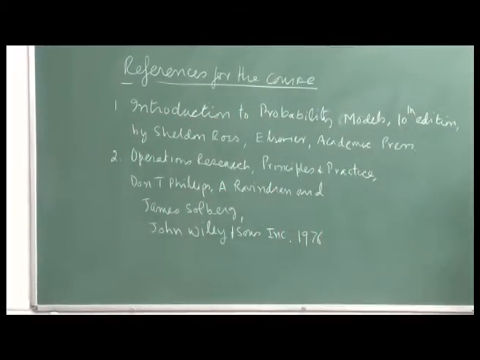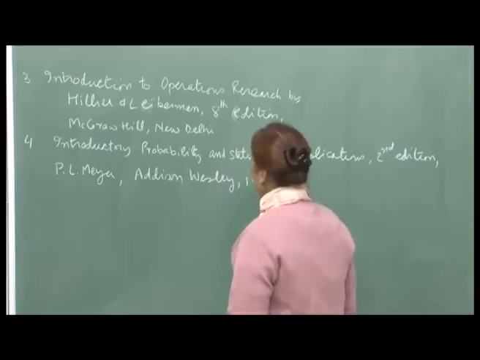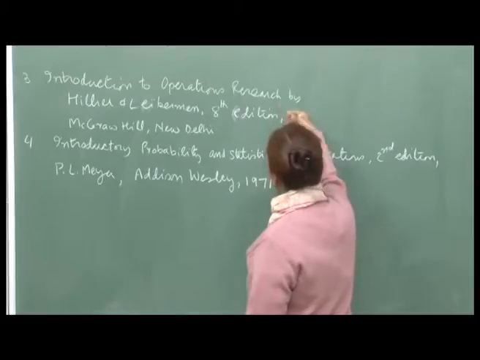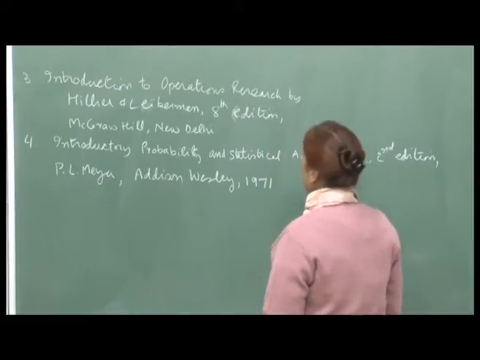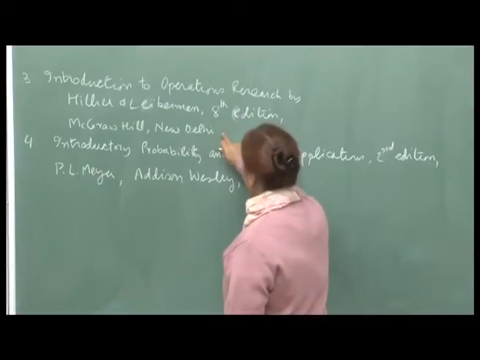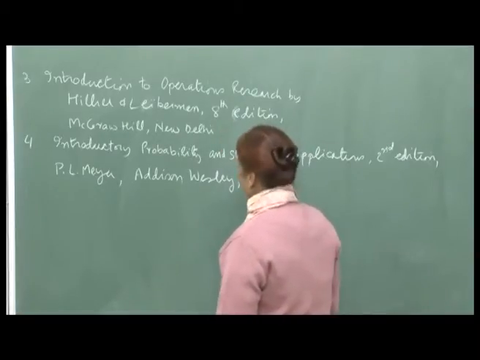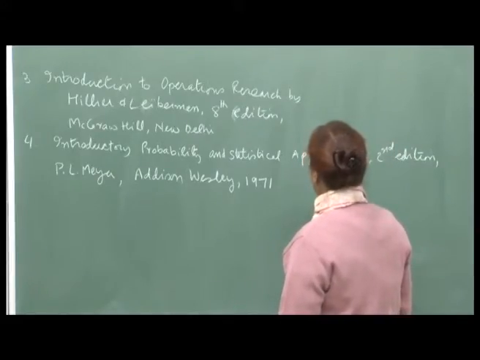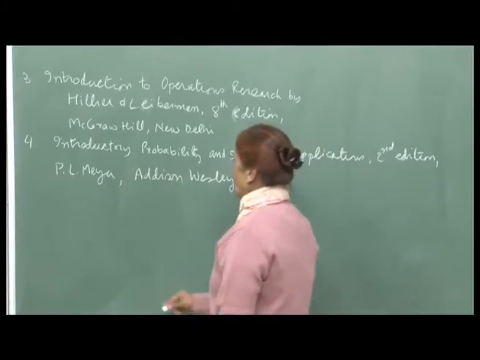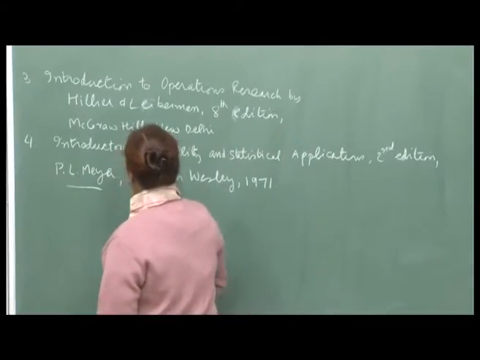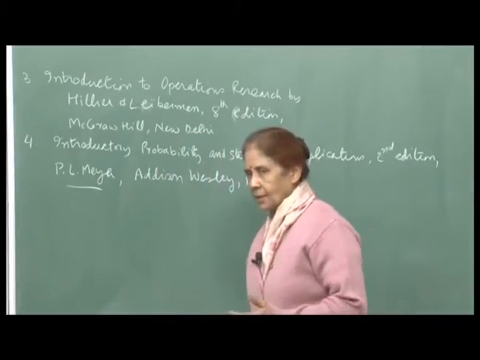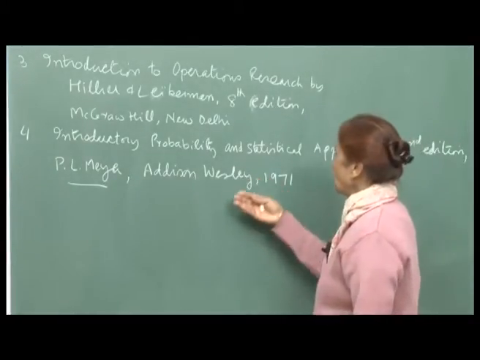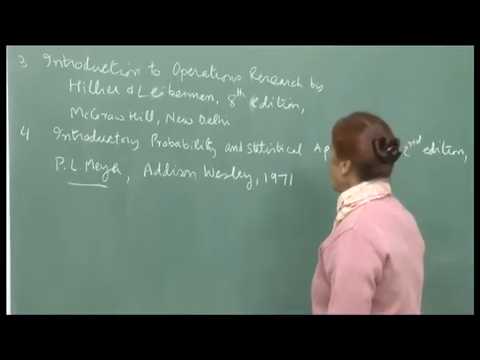Then Introduction to Operations Research by Hillier and Lieberman, 8th edition, McGraw-Hill. I do not remember the edition for this particular year, but this has been coming out with new editions. So, no problem, and this is McGraw-Hill, so a cheap edition should be available easily. And the fourth one that I have used is Introductory Probability and Statistical Applications, 2nd edition, Paul Meyer. Again, this is a classic book, and the material has been presented very neatly and simply. For the reliability theory portion I have used this book, and this is an Addison Wesley 1971 book.